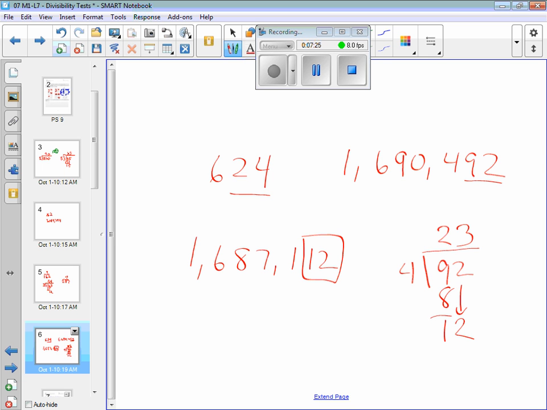5 we did. 6 is easy. Does anybody know the rule for 6? You know for 6? It's an easy one.